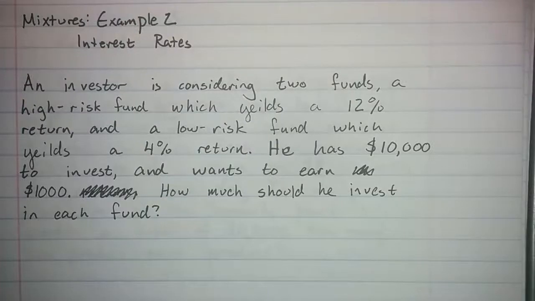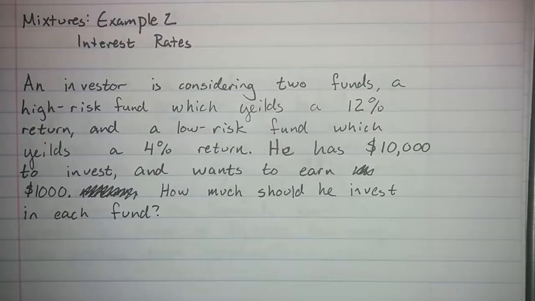Very similar to problems involving concentrations are problems involving interest earned. An investor is considering two funds, a high-risk fund which yields 12% and a low-risk fund which yields 4%. He has $10,000 to invest and wants to earn $1,000. How should he invest in each fund?